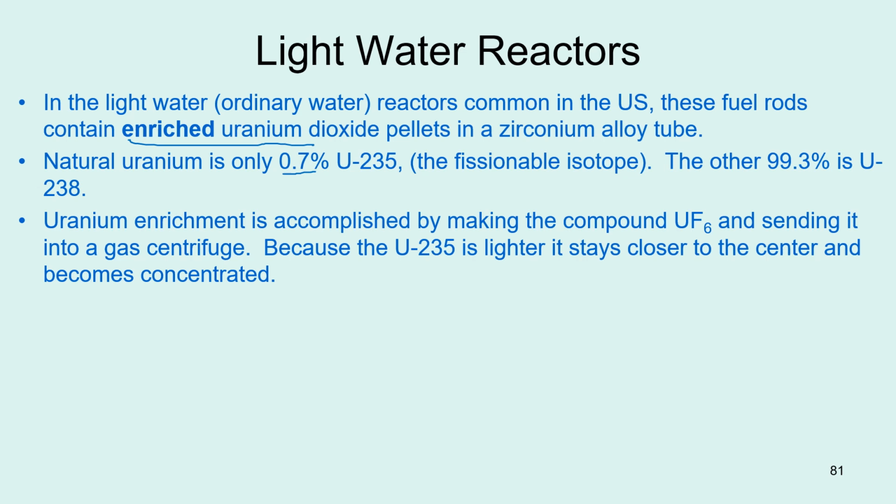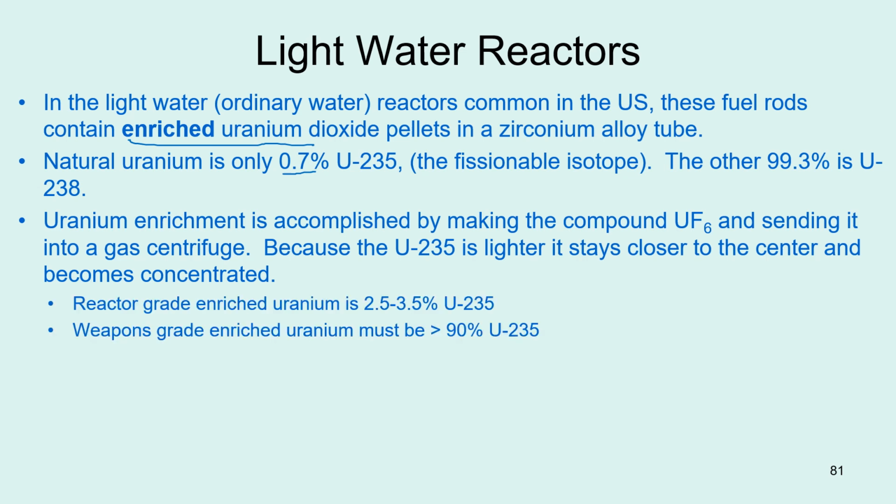So uranium enrichment is done by making the compound uranium hexafluoride, sending it into a gas centrifuge, and because 235 is lighter than 238, the 235 will stay closer to the center, the 238 stays farther away, and so you can separate them out by weight. So the uranium-235 becomes more concentrated, and then it does have enough to create a reaction.